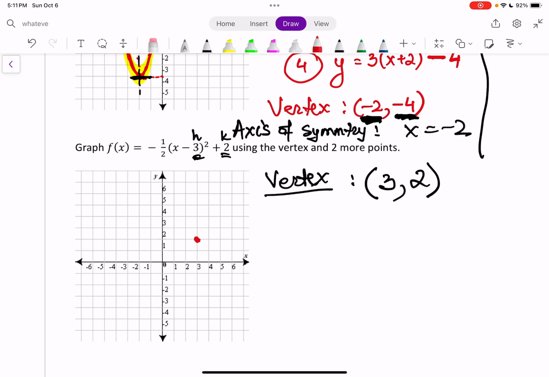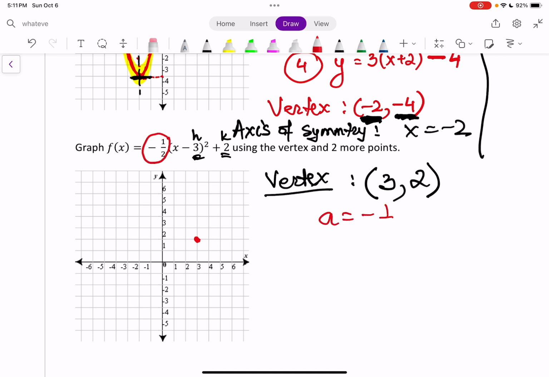But we do not know where it's turning to. So, for example, what I could do is, I need to know how wide this parabola is opening. So I can look at this a value here.